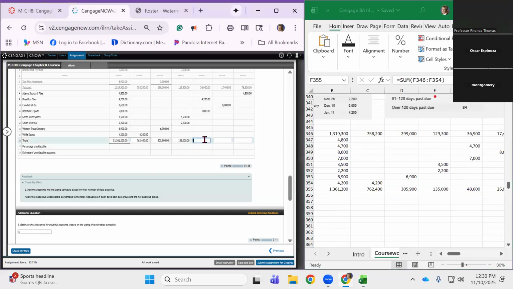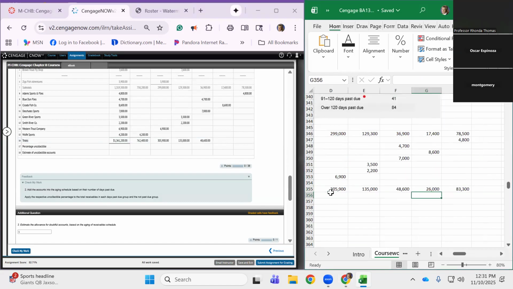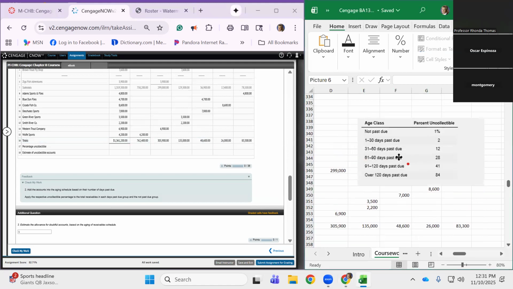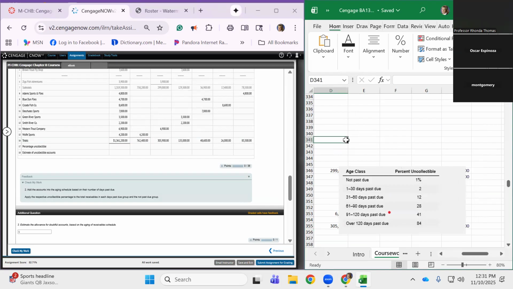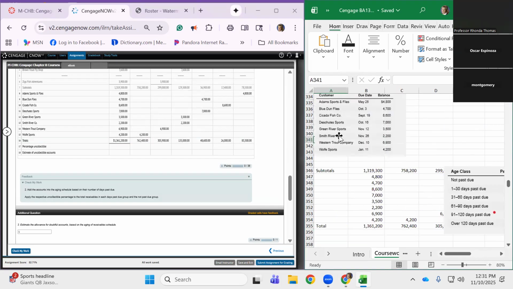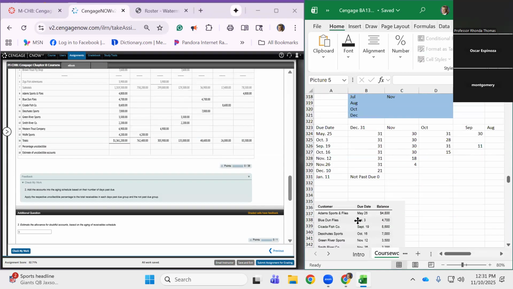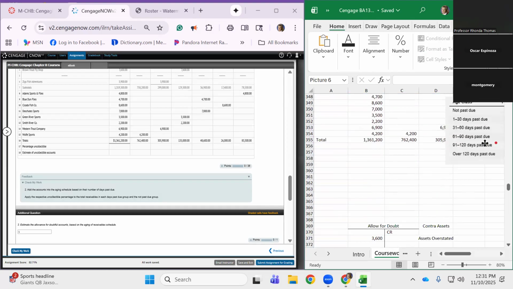Okay, and then 48,600. And then the last two numbers, 26,000 and 83,300. Now we got to go to our little chart here. So I'm going to bring this down and over so you can see it. And we're going to need these numbers anyway. So I'm moving, nope, leave that one alone. Let me move this one down here.